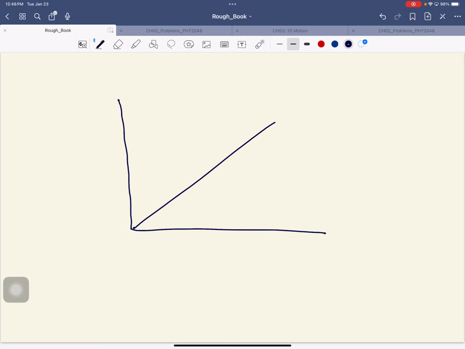All right, so let's say this is a coordinate system, and let's say you go flying. We want to describe this motion. How would you describe this motion? Anybody want to attempt that? All right, so that's slightly complicated.